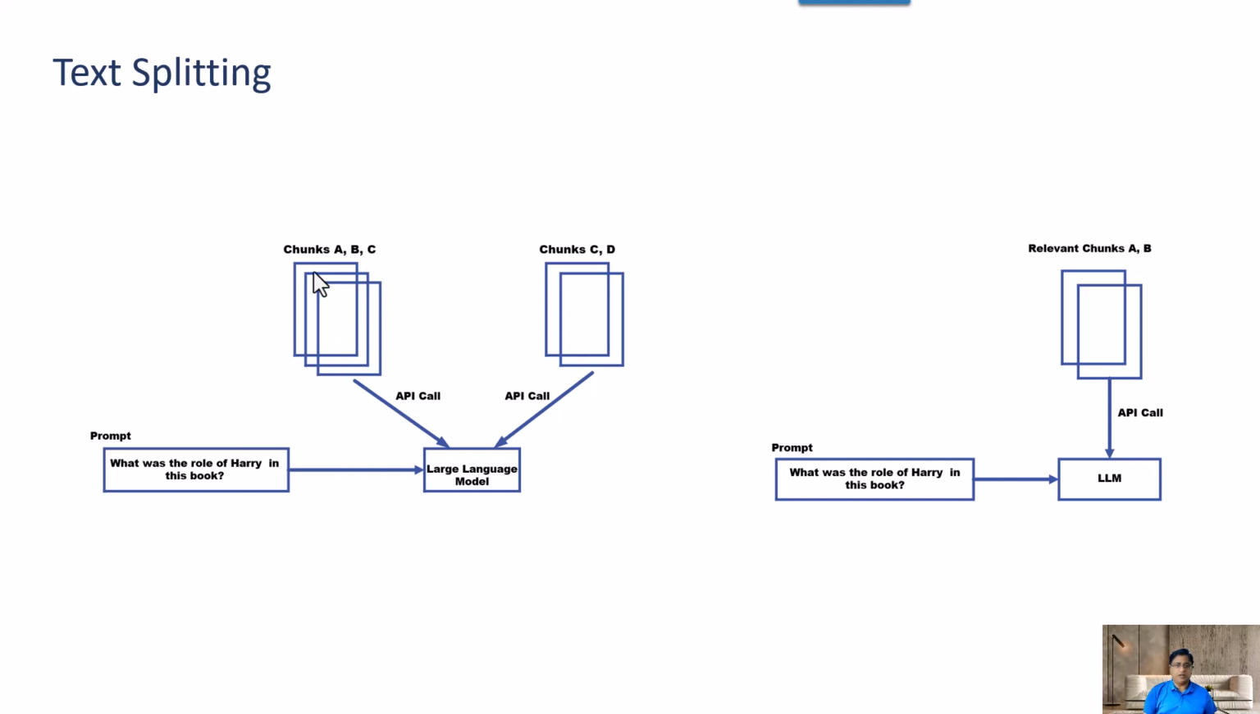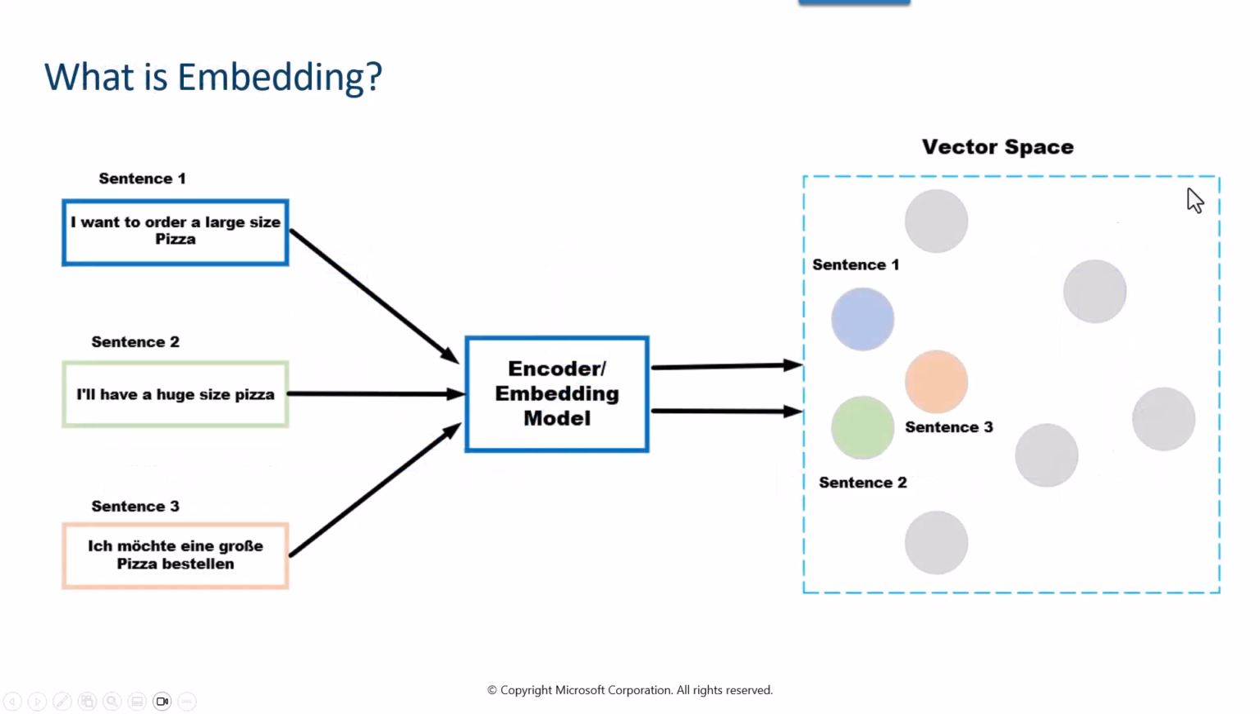suppose the answer is given in chunks A, B and C. So it will go to chunks A, B, C, and based on those chunks it will make an API call to extract that data. Based on that small data set, which is chunks A, B, C, instead of thousands of chunks, it will give you the result, because it doesn't have to search so much detail from a large data set. It will only go through the small data set and find the details. This is why text splitting is very, very important.